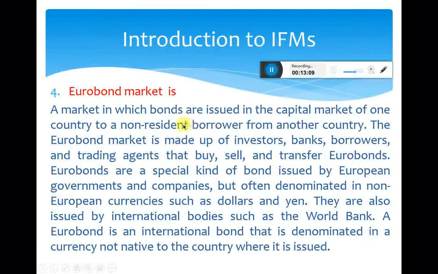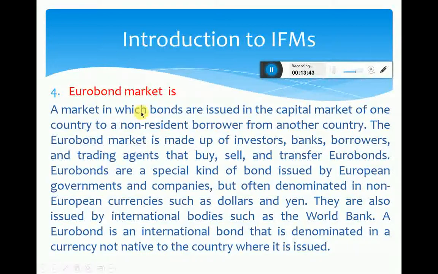So basically, in the euro bond market, there are bonds issued in the capital markets by larger firms to international investors. For example, an American company issues bonds only to a non-American resident. So the market where a non-American resident buys an American company bond, that market is called the euro bond market, and that is usually for a longer period of time.